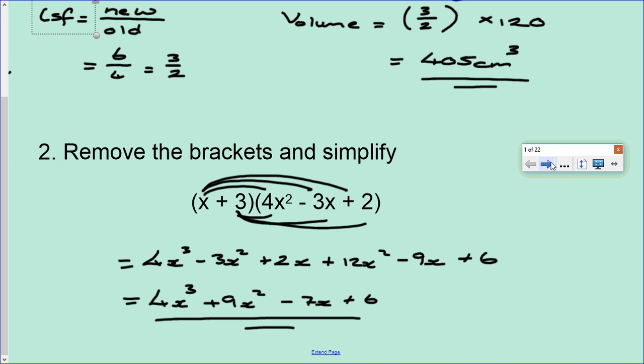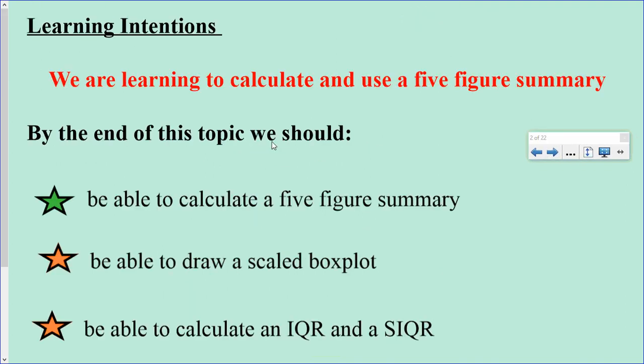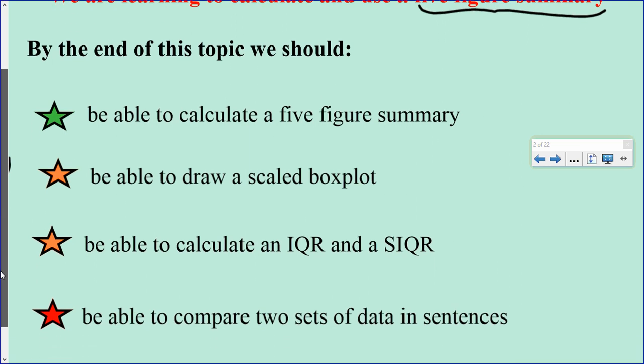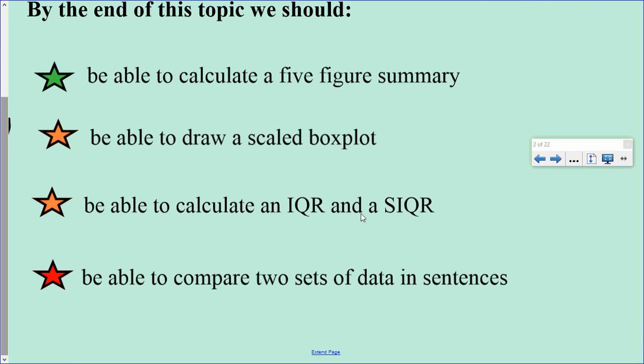Now, as I say, we're doing continuous statistics, if I can say that, but we're actually going on to a slightly different branch. So we're learning to calculate and use a 5-figure summary. You've probably never heard this phrase before, but you will have actually seen some of the specific parts. So it's being able to find a 5-figure summary, being able to draw a scale box plot, being able to calculate an interquartile range, an IQR or an SIQR, and being able to compare two sets of data in sentences.